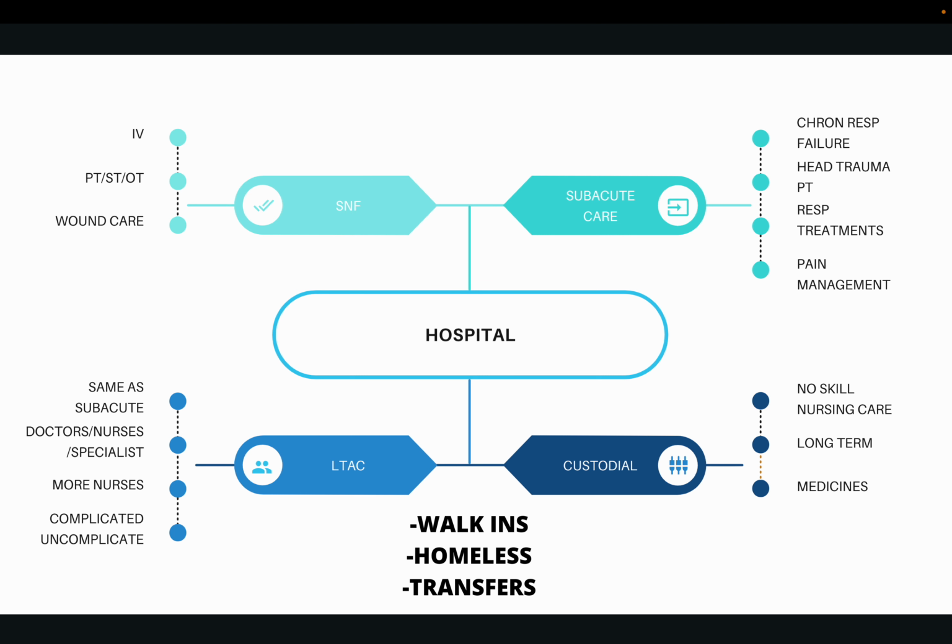From their homes. Yes, that's one subtype of patients. The other one is the homeless patients, the ones that live in the streets. They have a fall, they have a fight, and they end up in the hospital, right? The other one is transfers from a different hospital.